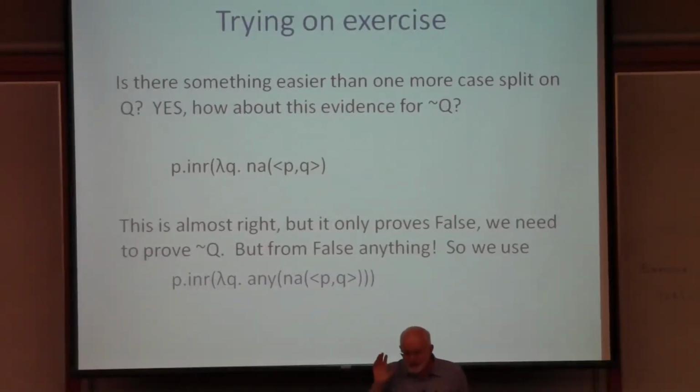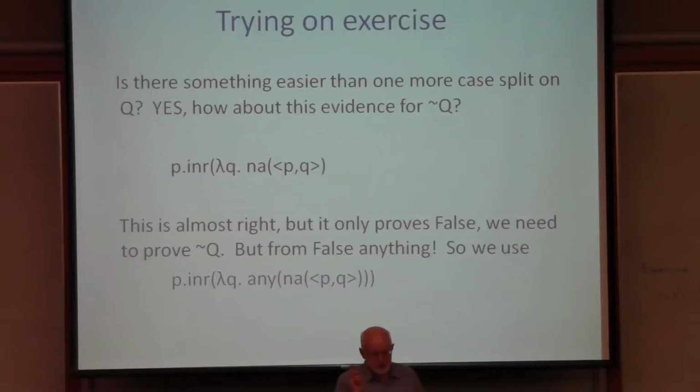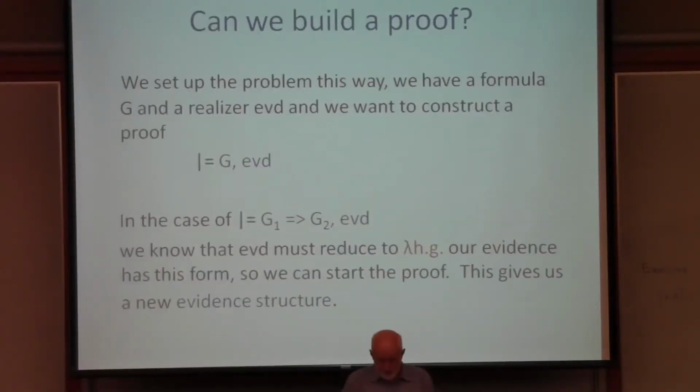So this is a nicer realizer because it shows you something. What it shows you is you need only one of P and Q to be decidable to get that result. You don't need both of those to be decidable. Either one works. Okay, so now we've got our realizer. Can we build the proof from it? Do we have a way of actually building the proof?